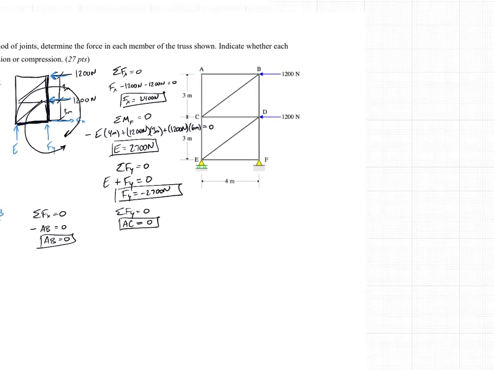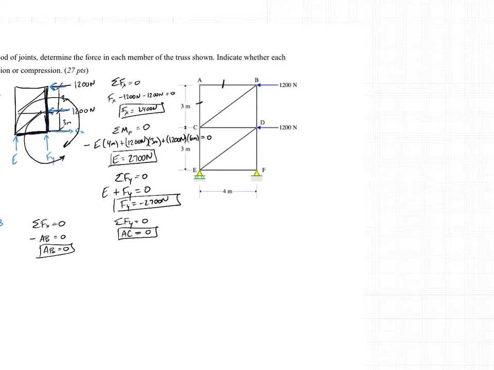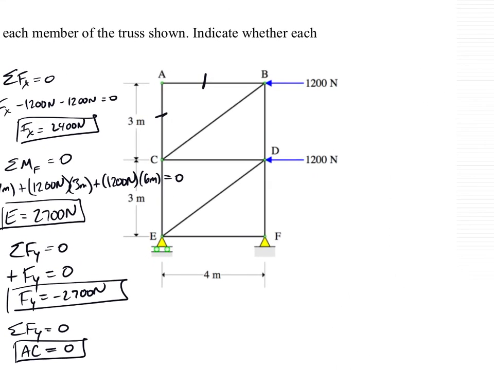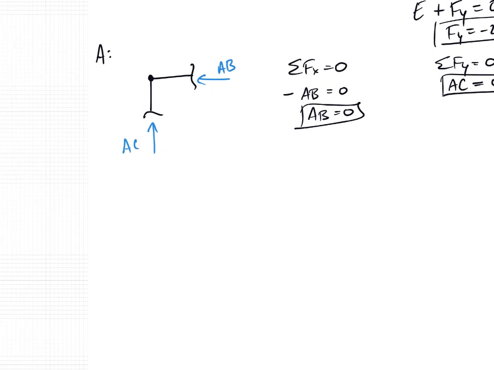Well, let's see. So that gives us this one and this one. Now, if I go to point B, I've got 2 unknowns, so I can solve it. If I go to C, I've got 3 unknowns: 1, 2, 3. So I'm not going to go to C yet. I'm going to go to B. So here's B. And B looks like this.